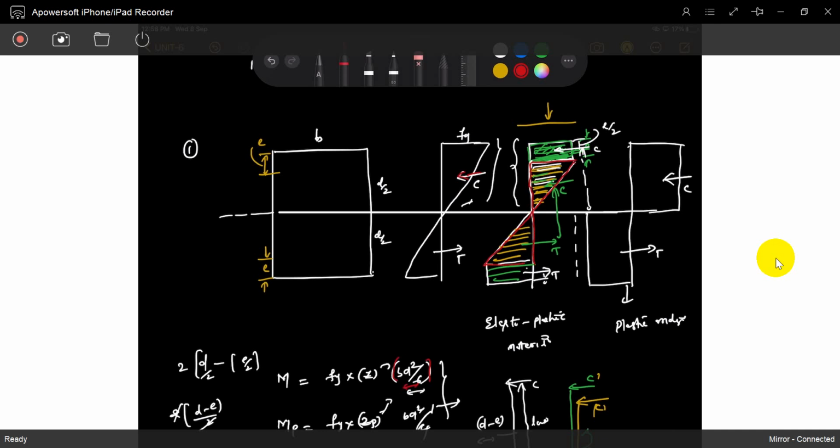D minus 2E, because this is E left. This is E left. D minus C. You can find out by compressive force multiplied by the lever arm also. You will get the same thing. Yesterday we did it.